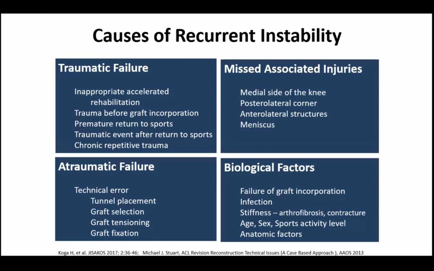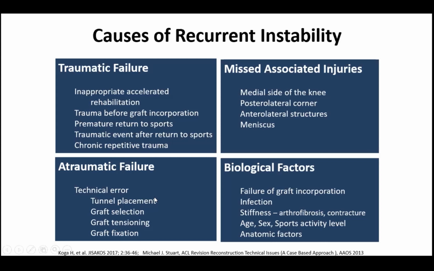First of all, I would like to address the causes of recurrent instability. I will start with the most common cause, which is traumatic failure. The most common cause is basically inappropriate rehab: the patient starts moving too fast. The graft has not incorporated to the bone, accelerated rehab is done, and the graft has not healed and basically ruptures. I also commonly see trauma before the graft incorporates, which is premature return to sports. Heavy repetitive sports and contact sports too early also cause failure.